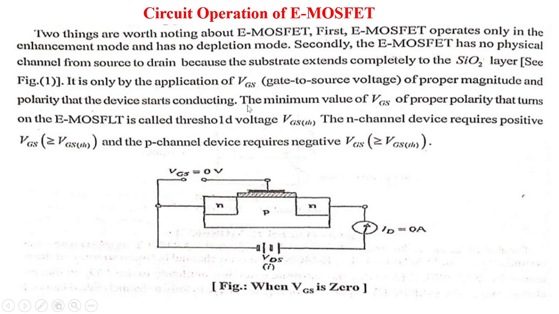It is only by the application of VGS, gate to source voltage, of proper magnitude and polarity that the device starts conducting. The minimum value of VGS of proper polarity that turns on the E MOSFET is called the threshold voltage, VGS threshold. The N channel device requires a positive VGS that is greater than or equal to VGS threshold, and the P channel device requires a negative VGS that is greater than or equal to VGS threshold. So that is about the circuit operation of E MOSFET.